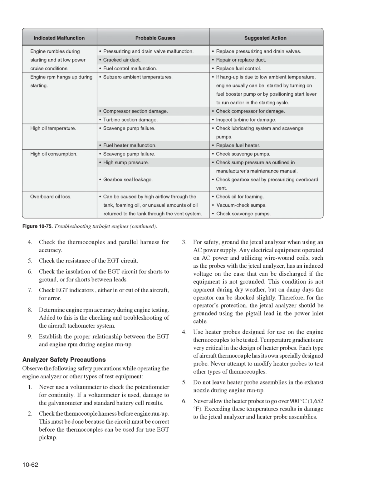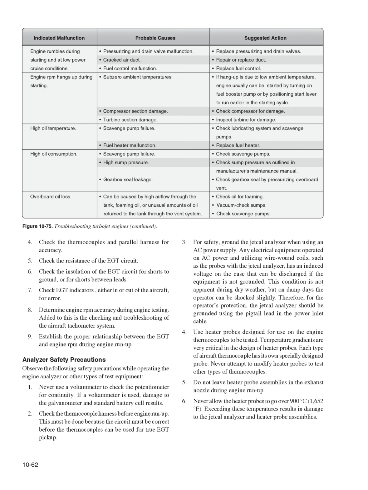6. Check the insulation of the EGT circuit for shorts to ground, or for shorts between leads. 7. Check EGT indicators, either in or out of the aircraft, for error. 8. Determine engine RPM accuracy during engine testing. Added to this is the checking and troubleshooting of the aircraft tachometer system. 9. Establish the proper relationship between the EGT and engine RPM during engine run-up.